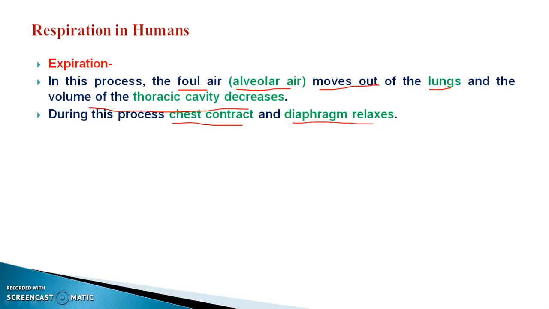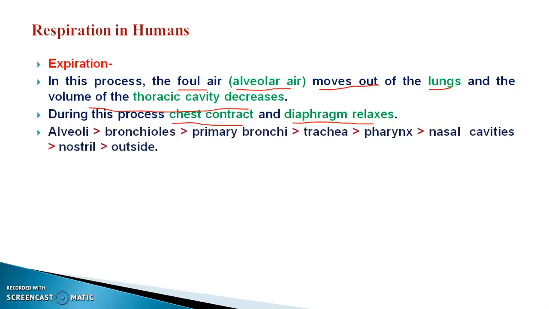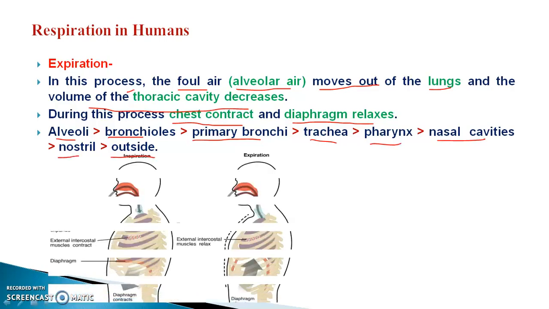In inspiration, air enters, chest expands, diaphragm contracts. But in expiration, air is released, chest contracts, diaphragm relaxes. So this is the pathway of expiration: alveoli, then bronchioles, then primary bronchi, trachea, pharynx, nasal cavity, nostril, and finally it is released outside.